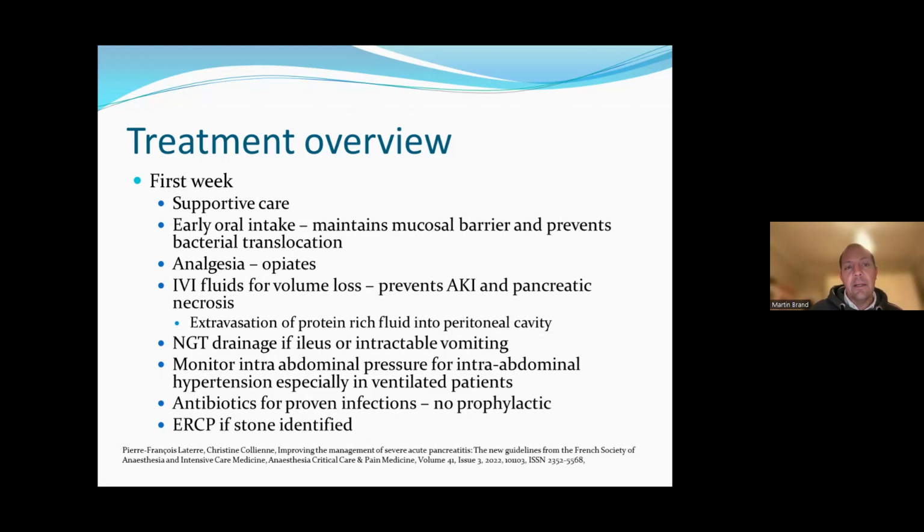So the only indication for ERCP is actually a patient who's got acute cholangitis at the same time, which is a phenomenally rare situation. So how do you think you would identify, or how do you think you would diagnose, a patient who has cholangitis and has also got acute pancreatitis?